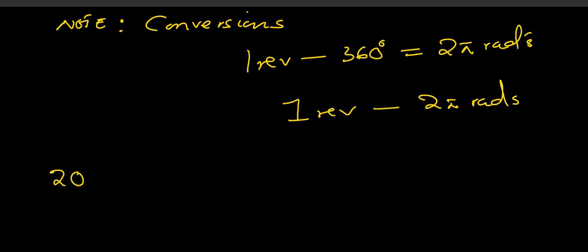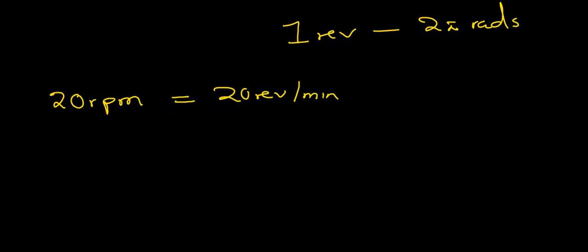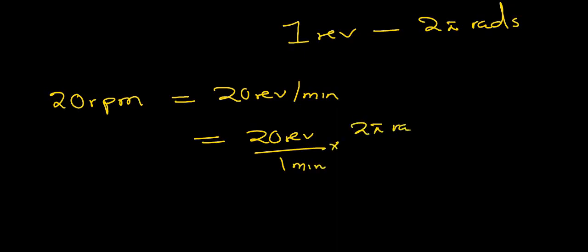If you have, let's say, 20 revolutions per minute, this is written as 20 rpm. This means revolutions per minute. We want it to be put in radians per second. So this will be 20 revolutions over a minute. We'll just multiply this by 2 pi radians over 1 revolution times 1 minute over 60 seconds.